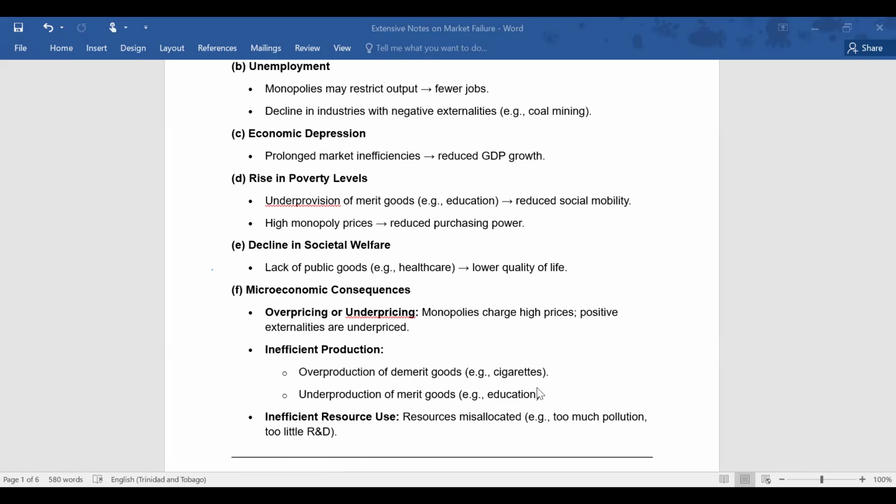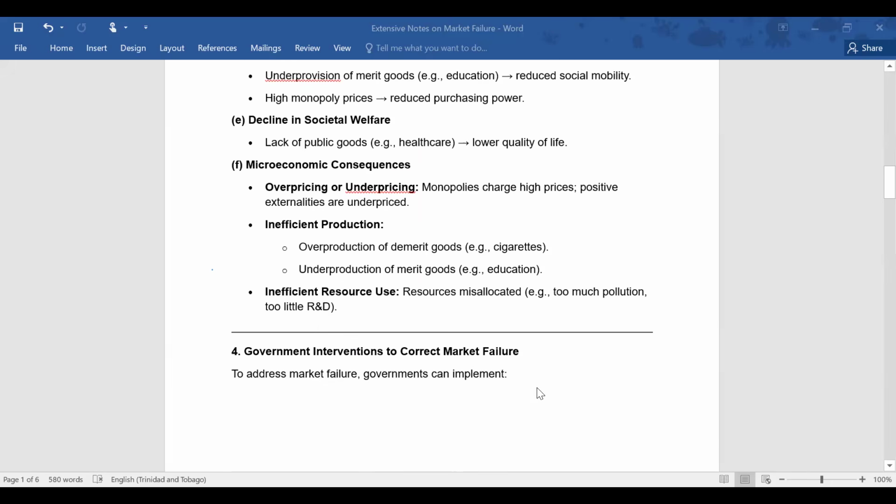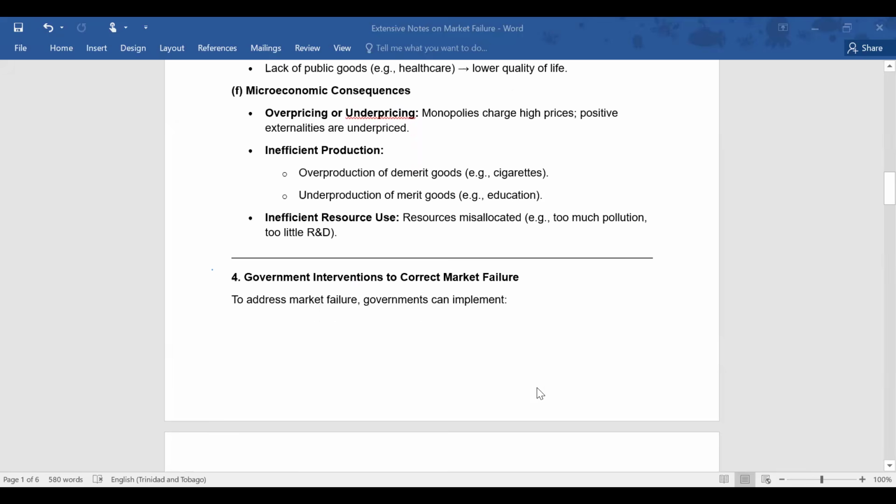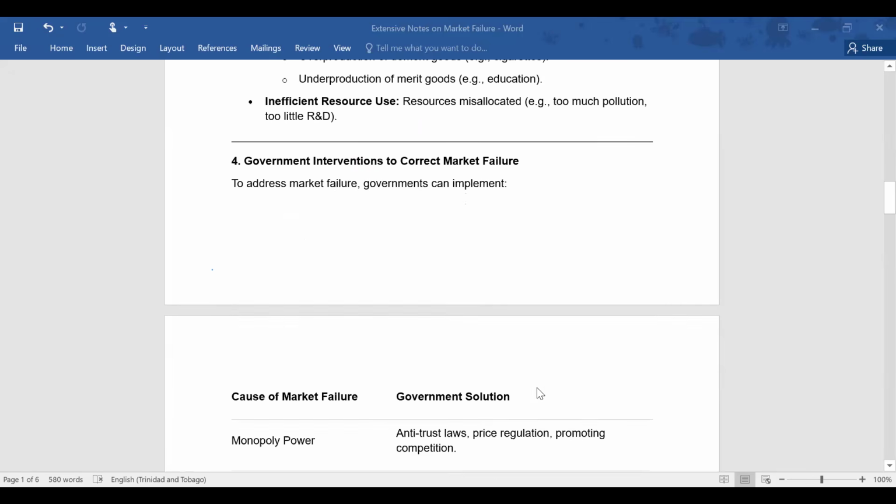Now remember, the government's purpose is to look out for the welfare of society. Their purpose is to oversee the interactions between the households and the firms, and to try their best to ensure that things stay efficient. So they're the ones that will try to intervene to help prevent market failure. This is what the government would do to try to prevent market failure.